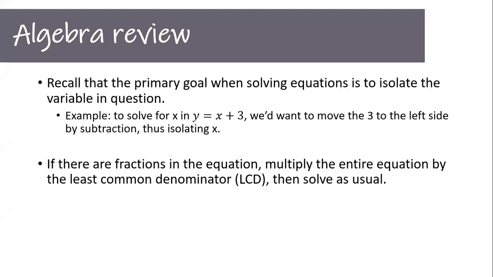So that's simple enough, except when there are fractions involved, they can look really ugly and tricky. Remember that if there are fractions in the equation, the easiest and simplest approach is going to be to get rid of those fractions before you start moving things around. The easiest way to do that is to find the least common denominator, the LCD, multiply everything by that value, and then solve as usual.